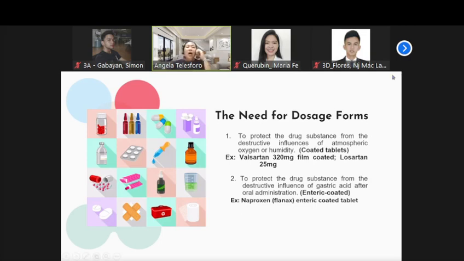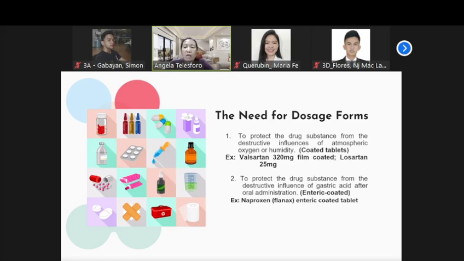Kasi to protect the drug substance from the destructive influences of atmospheric oxygen or humidity. So, ang mga tambal, they are sensitive. The API of our drugs are sensitive. And when we make it into a tablet, syempre, nakakompress siya, pero exposed pa rin yung outermost part ng tablet. And sometimes, the effects of oxygen, or if the place is humid, pwedeng ma-degrade ang mga gamot. So that is why we have to coat them.